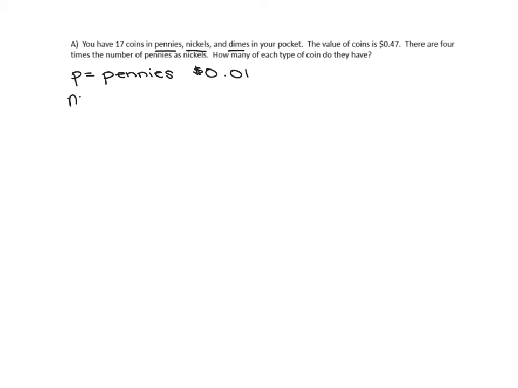Variable number 2 is nickels. So I'm going to use N for nickels. If I ask you how much a nickel was worth, you would probably tell me 5 cents, again written out, 0.05. And lastly, D for dimes. If I ask you what a dime is worth, hopefully you'd say 10 cents, that's 0.10.